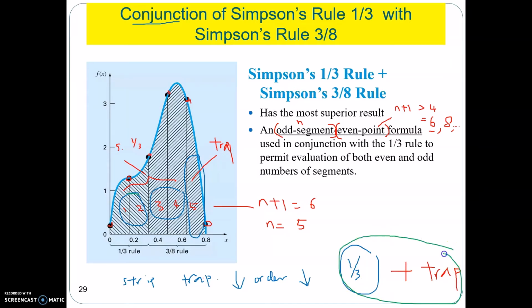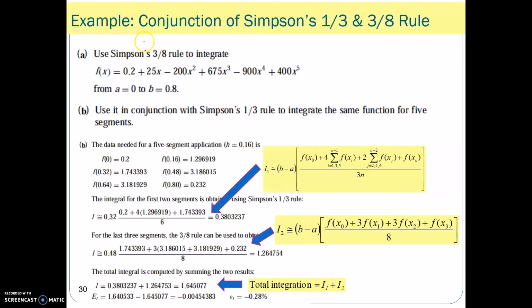Besides this conjunction, we can also solve the first 2 segments by using the 1/3 rule, and then solve the next 3 segments by using the 3/8 rule. Simpson's 1/3 rule plus the 3/8 rule has better accuracy compared to this combination. This is because this rule involves higher order compared to this method. Let's solve this example by using the conjunction of Simpson's 1/3 and 3/8 rule. To implement this method, we need the total number of points, n plus 1, equal to 6 and above. Let's choose n plus 1 equal to 6 here.